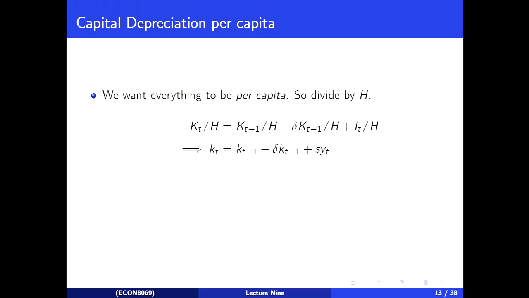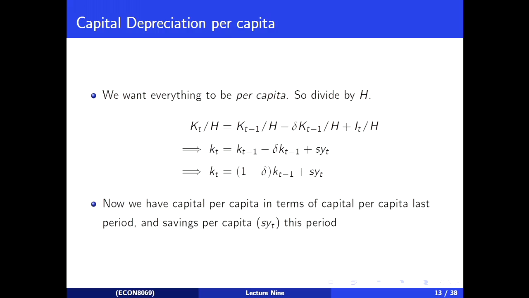So we just divide by effective labor. And we rearrange slightly to put it in this form because we want to. So we have now capital per capita in terms of capital per capita last period and the level of savings per capita this period, like the amount of investment that we put into the model.